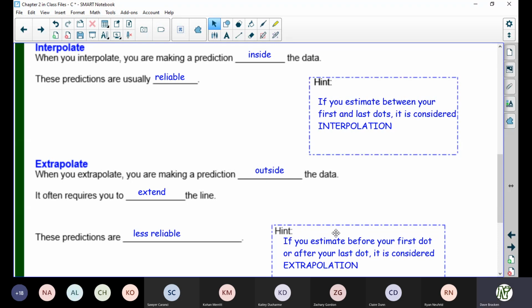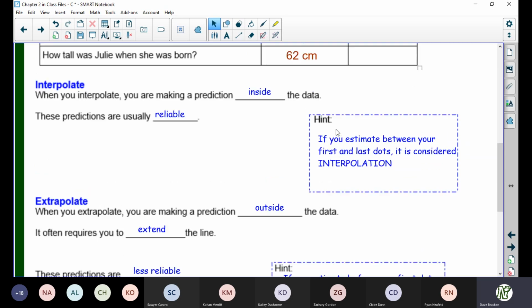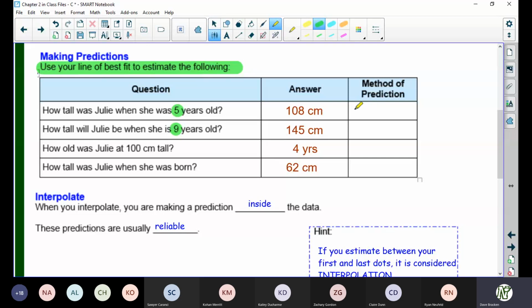Okay, yeah, so Abby, once you get the note finished up and once you copy what's on the screen, all I want you to do is go back up to the middle of this page, and do you see right here, do you see the yellow, or the greens? I guess I'll do it in yellow here. I want you to put right here, is each one interpolation or extrapolation? When you estimated for 5 years old, were you inside the dots, interpolation, or were you outside the dots, extrapolation?